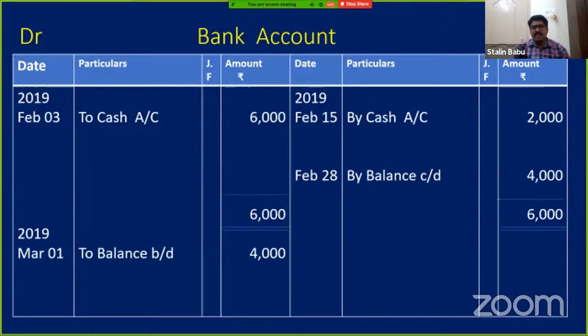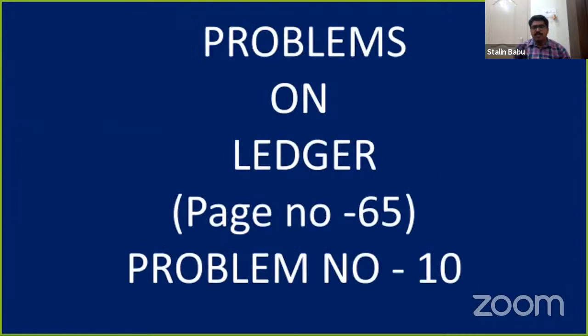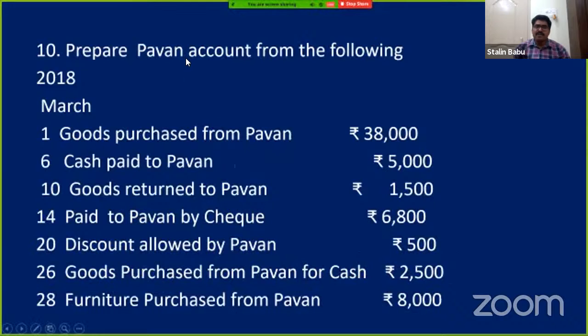Dear students, here I prepared two accounts for you. Prepare the remaining accounts. Let us see one more problem. Page number 65, problem number 10. Prepare Pawan account from the following transactions. 2018 March: goods purchased from Pawan, cash paid to Pawan, goods returned to Pawan, paid to Pawan by cheque, discount allowed by Pawan, goods purchased from Pawan for cash, furniture purchased from Pawan.